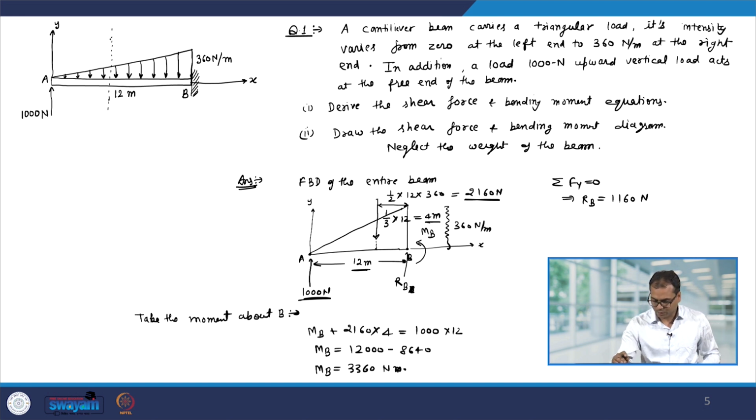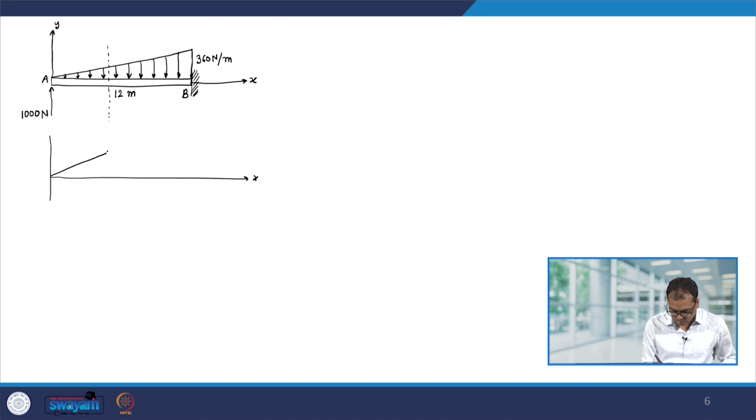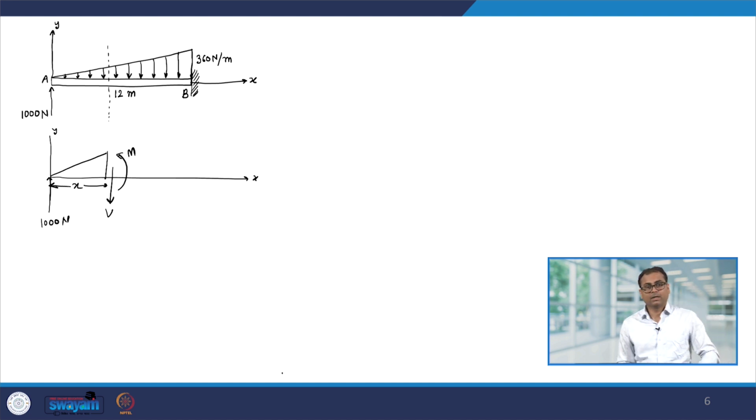So, let me just make it once again. So, this was the entire beam, let me make it here. So, we have our x axis and this is the part that we are interested in. So, therefore, it is like this. Let us say the end part is at a distance x from the left hand side. This is our y axis and here I have external loading of 1000 Newton, and here let us say that V is acting like this and M is going to act like that.